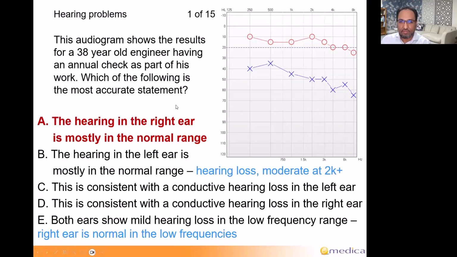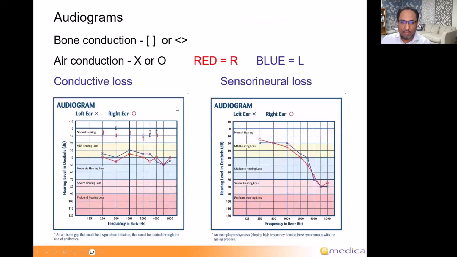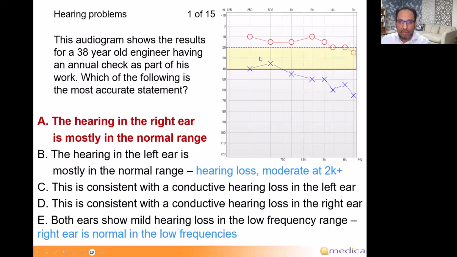So this is sort of mild hearing loss, and then we get to moderate, and then this last bit is sort of more severe.